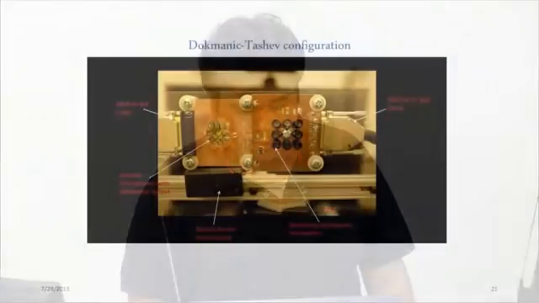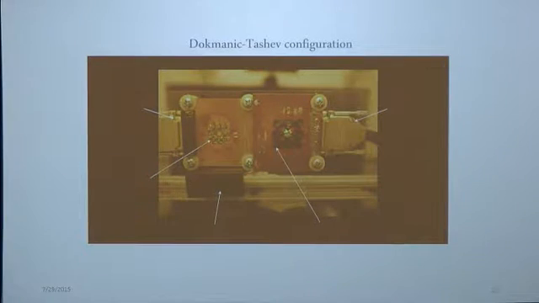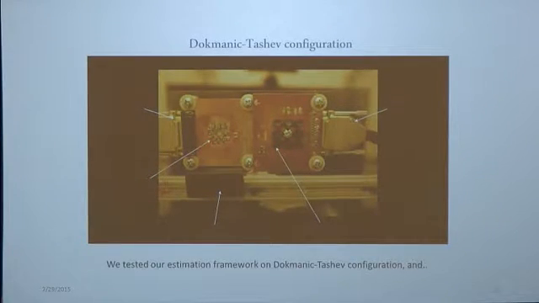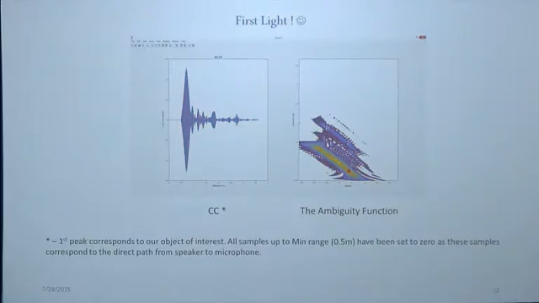And we tested our initial algorithms on the previous prototype that was available and built in this group, and this is how it looks. Basically you have an array of transducers, microphones, and testing on this setup gave us our first light, that is, some results. As you can see, the plot to the left is basically the cross correlation that gives us the measurement of the distance.